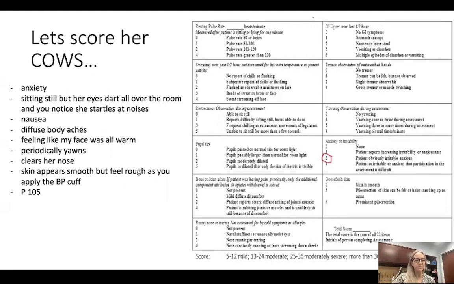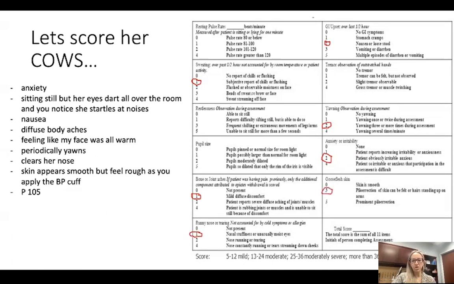She reports anxious. So she's sitting still, but her eyes are darting all over the room. I would call that, along with restlessness over here, which actually I think I may have scored it differently. But so nausea. And then she's telling you diffuse body aches. So subjective reported chills or flushing. Her saying her face is warm is probably flushing, and I would go with that. She's periodically yawning. She's clearing her nose, so she's got some nasal stuffiness.